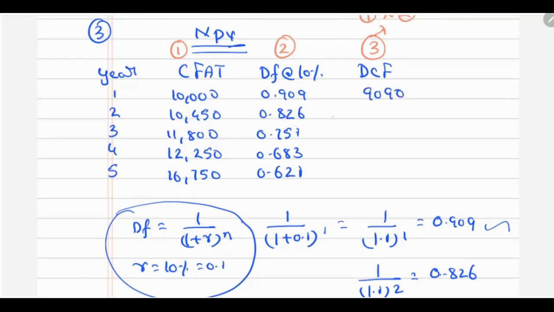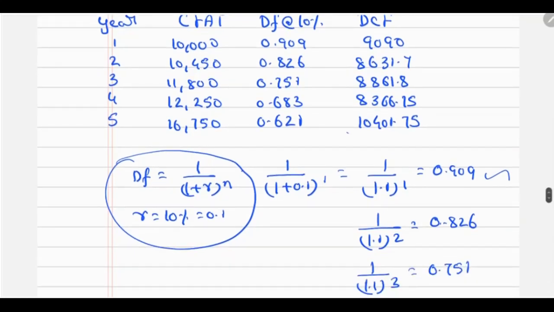Now we have to multiply this. 10,000 into 0.909, we'll be getting 9090. Then 10,450 into 0.826, we'll be getting 8631.7. Then multiplying 11,800 into 0.751, I'm getting 8861.8. Then I'm multiplying 12,250 into 0.683, we'll be getting 8366.75. Then 16,750 into 0.621, I'm getting 10,401.75.